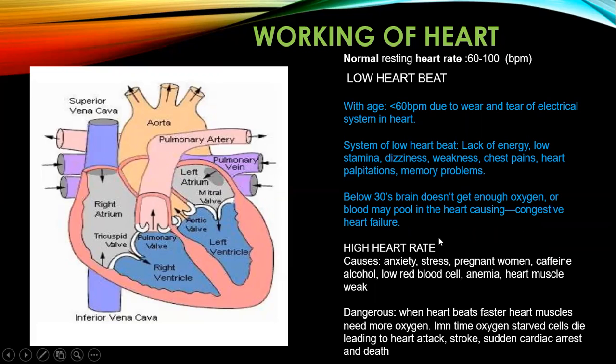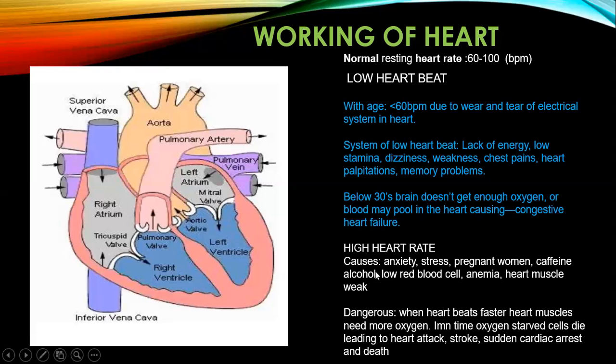Now there are chances when you have a heart rate of more than 100, and that is a dangerous situation. If you are running or doing strenuous exercise, then it is quite obvious that you know the reason. In that case, you have a high heartbeat. And after that, when you come back to normal, you're not running, so the heart rate will become normal again. So if you know the reason, there is absolutely no problem.